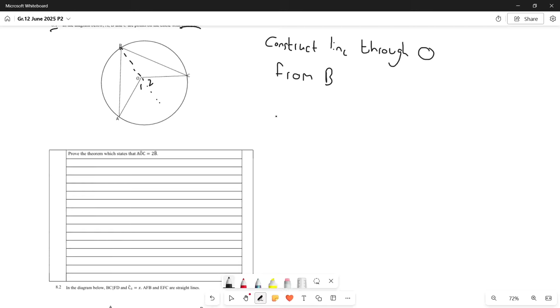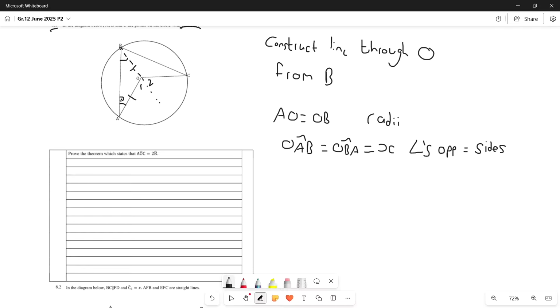So the first point we have to do is we have to say AO equals OB. This is because radii. Because AO and BO are the same length, it therefore means that this angle here is the same as that angle there, which means OAB equals OBA. This angle equals that angle, and we're going to call them X. And our reason is angles opposite equal sides. So we know that this guy is X, this guy is X. And then last move for this triangle, BAO, is that O1 equals 2x because of exterior angles of a triangle.